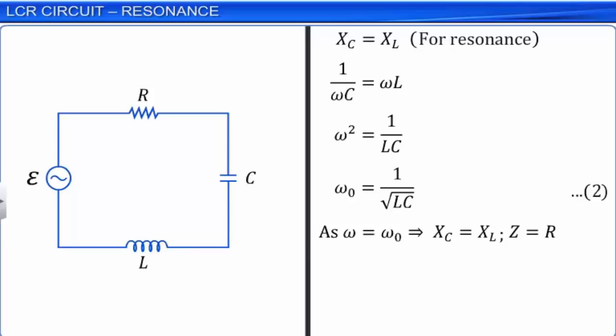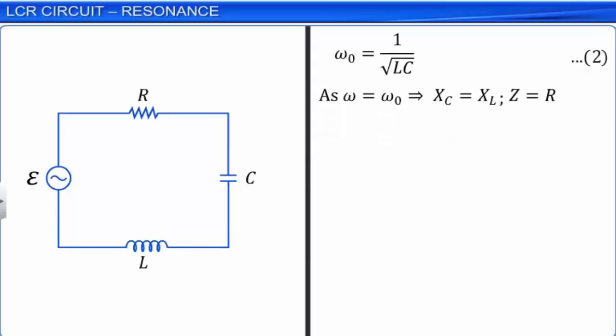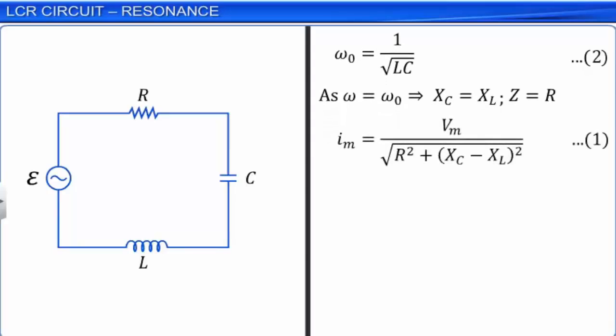Now, equation 1 can be written as Im is equal to Vm by R. Thus, we observe that when the angular frequency omega of the applied AC voltage becomes equal to the resonant frequency omega naught, the amplitude of current Im reaches its maximum.